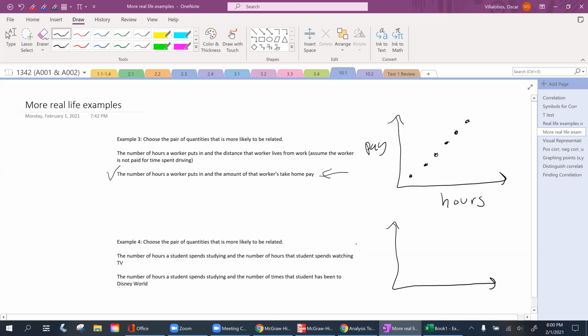Studying should go here. Study and watching TV. This means that the more you're watching TV over time, the less studying you're going to be doing. So if your studying is pretty low, that's a low Y. That's going to indicate that you're watching a lot of TV. So that would be a negative correlation.